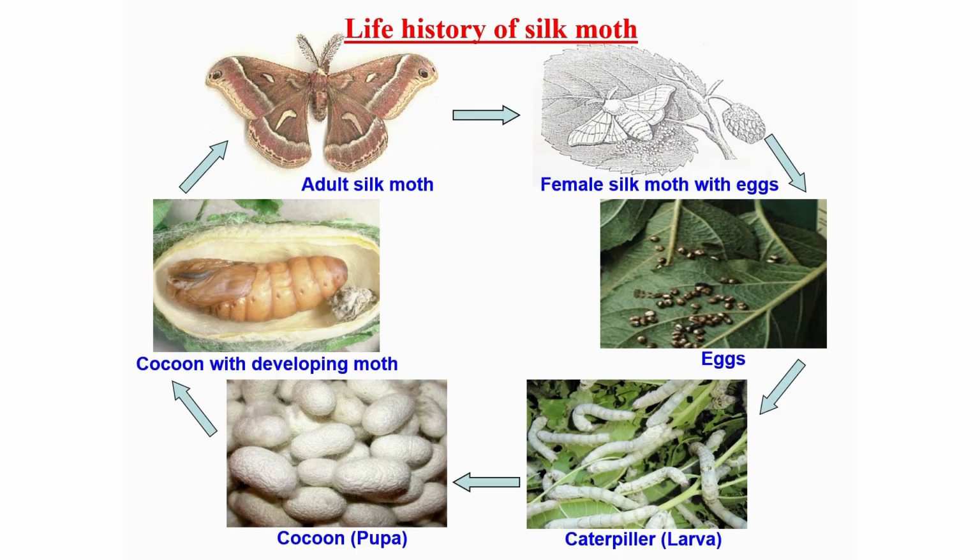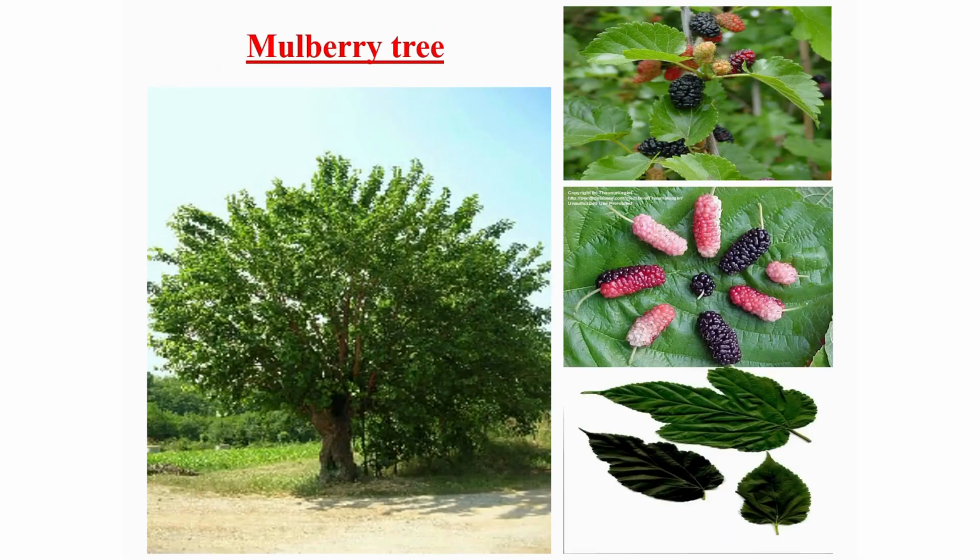Life history of the moth. So first eggs, then it converts to caterpillar or larva, then pupa or cocoon, then cocoon with developing moth, and then finally the adult silk moth, and then female silk moth with the eggs. So in this process the life cycle will continue. This is the example of mulberry tree.